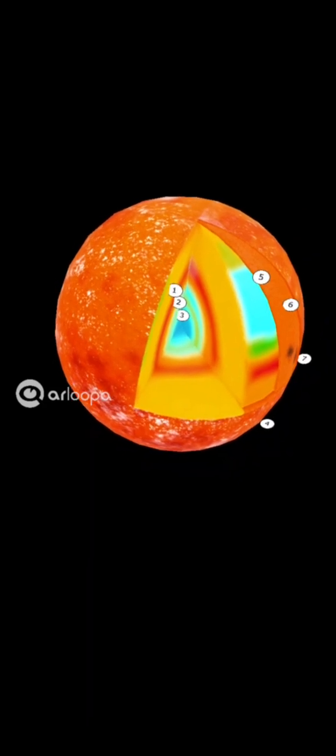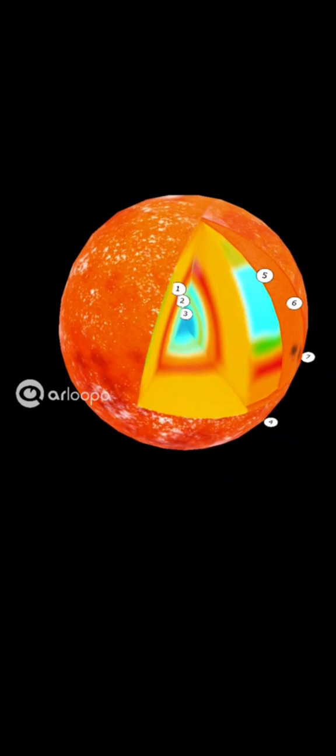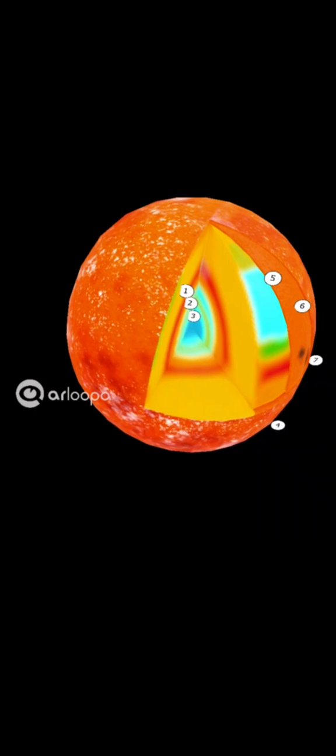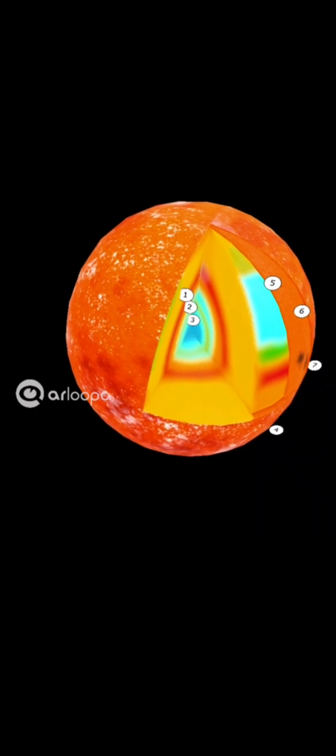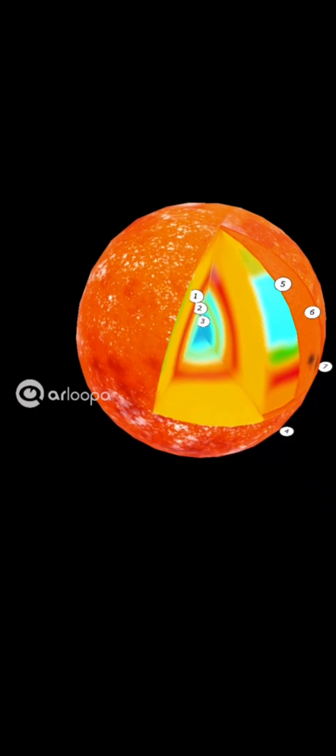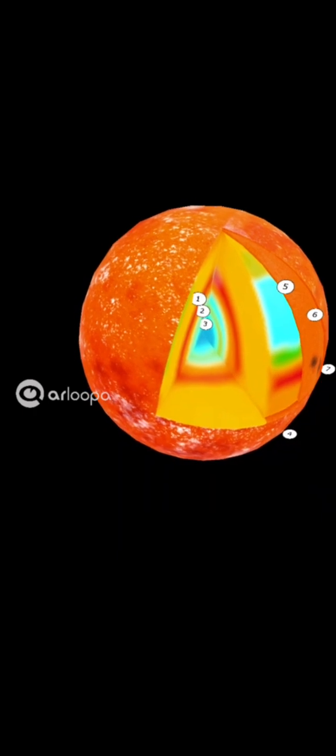Today we are going to be seeing the layers of the sun. As we all know, the sun is the most important part of the solar system. It is the largest object present in our solar system. It is a hot, glowing ball of hydrogen and helium.